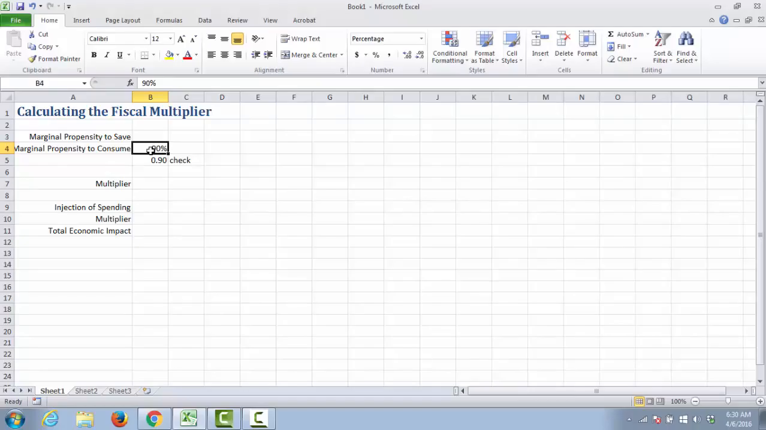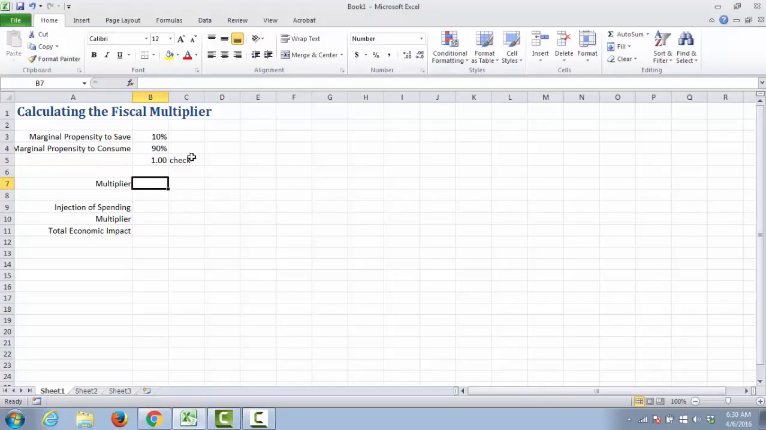Your textbook author does not use the term marginal propensity to save, but I'm including that here because I think it's so helpful. So if an economy has a marginal propensity to consume, then we're going to make a broad assumption here and say there aren't any taxes, and that they save the remainder, and so that would be 0.1 in this case. And here I've got just a check cell. These two numbers must add up to 1.00, and they do.